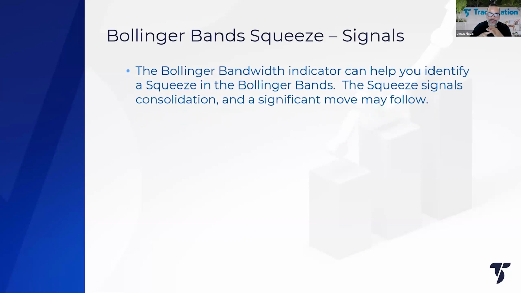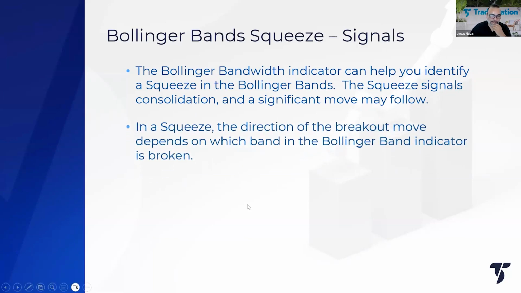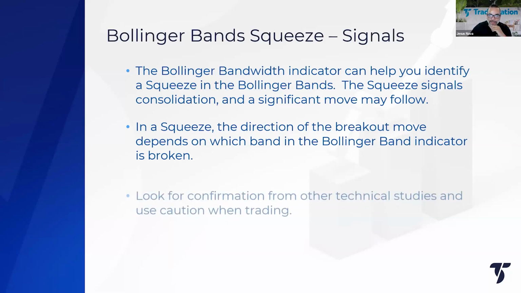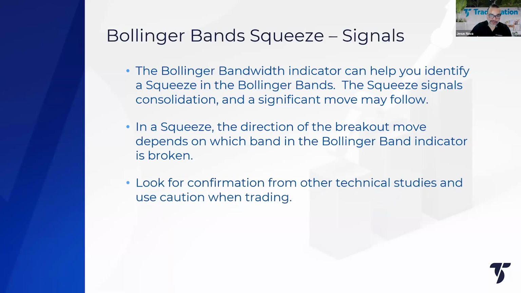For example, the Bollinger bandwidth indicator can help you identify a squeeze in the Bollinger Bands, and the squeeze signals consolidation, and a significant move may follow. In a squeeze, the direction of the breakout move depends on which band in the Bollinger Band indicator is broken. So we're going to take a look at both indicators at the same time. Again, we're looking for those historic lower levels on the Bollinger bandwidth, and then seeing if there's a break in the Bollinger Bands. We're going to look for confirmation through other technical studies.